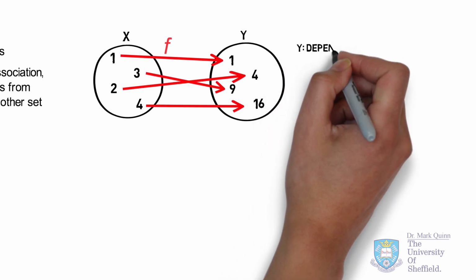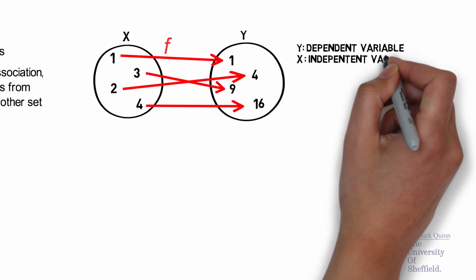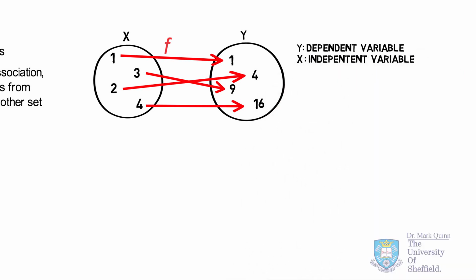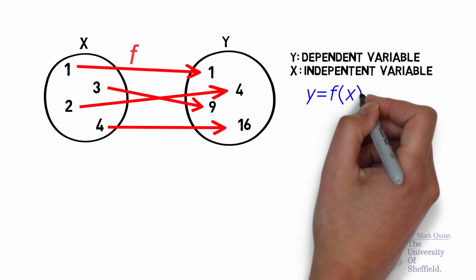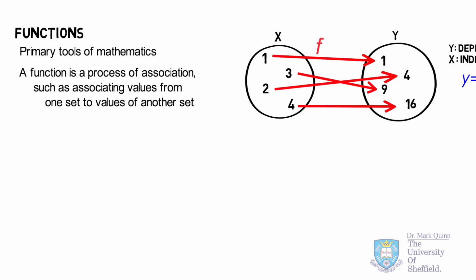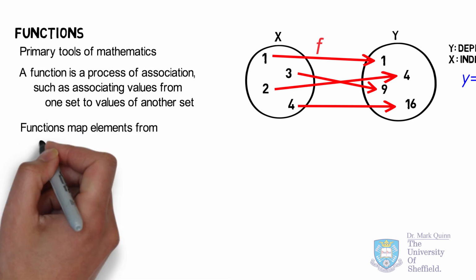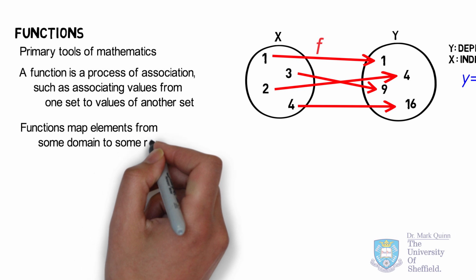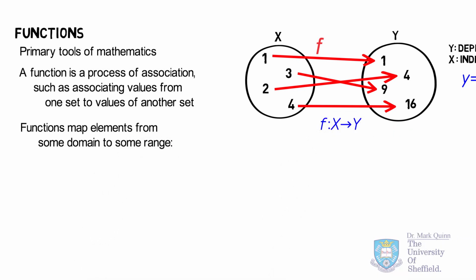The set y is typically referred to as the dependent variable, and it depends on the initial set x, which is referred to as the independent variable. The dependent variable y is a function of x, which in this case is simply x squared. This association is also referred to as a process of mapping in mathematics, such that functions map elements from one set to another set, or indeed mapping from some domain to some range.